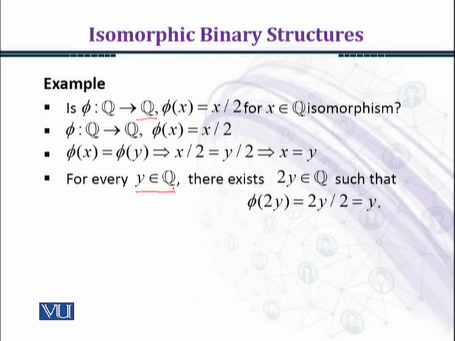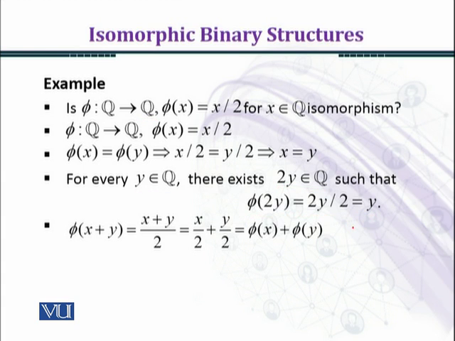So we take an arbitrary element y in the codomain Q. There exists 2y in the domain Q such that when we apply the definition of phi over 2y, we shall obtain 2y over 2 which is equal to y. It means that every element in the codomain has a pre-image in the domain. So phi is onto.